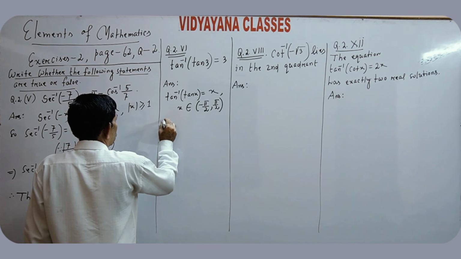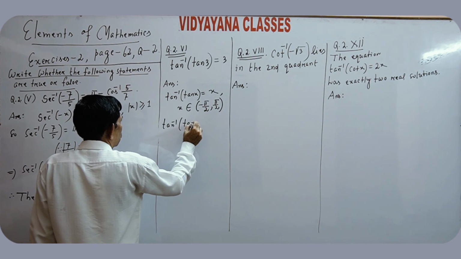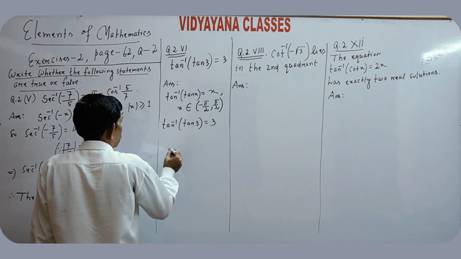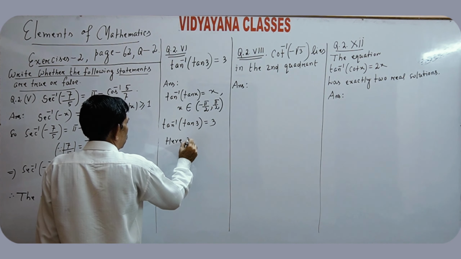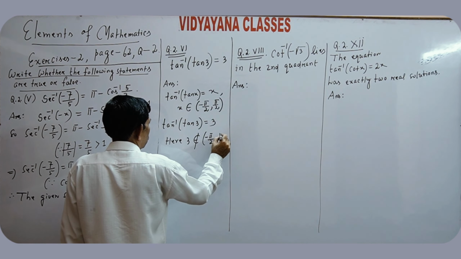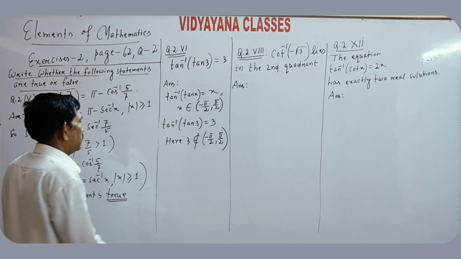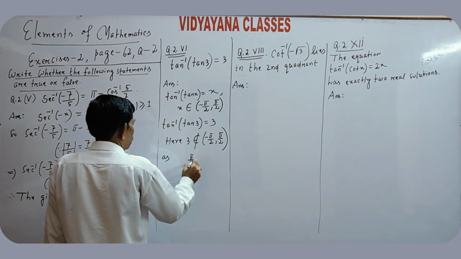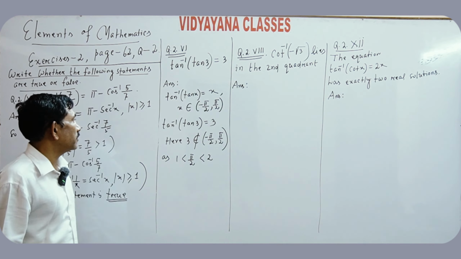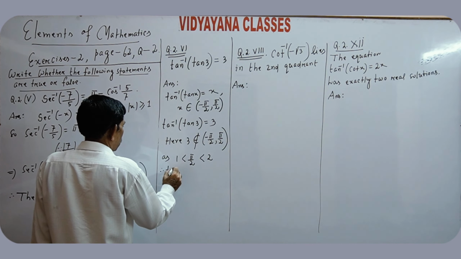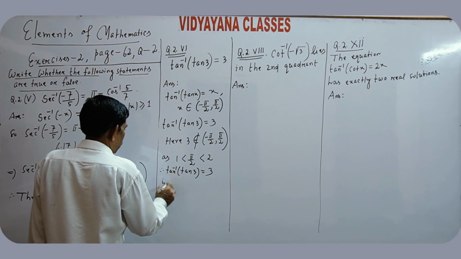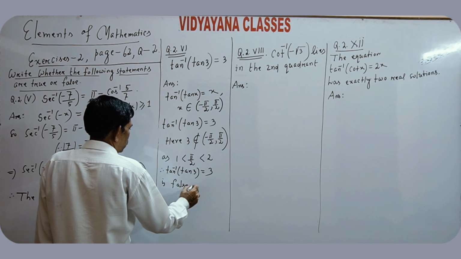It is given that tan inverse tan 3 is equal to 3. Here 3 does not belong to the open interval minus pi by 2 to plus pi by 2, as pi by 2 is greater than 1 and less than 2. So 3 does not belong to this set. Therefore, tan inverse tan 3 is equal to 3 is a false statement.